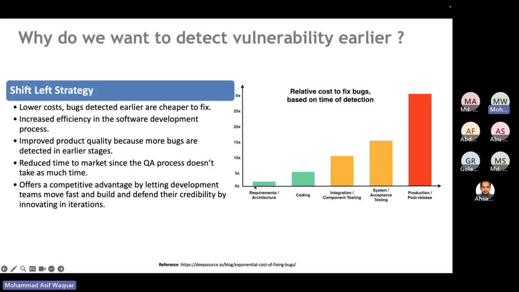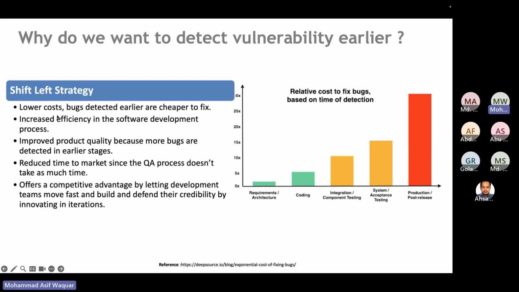If you see the cost of the bug, at the requirement stage it is very low, but when it goes to coding, it becomes 5 times. Then when it goes to integration testing, it becomes 10 times, and so on. When it goes to production, it becomes like 50 times costlier.